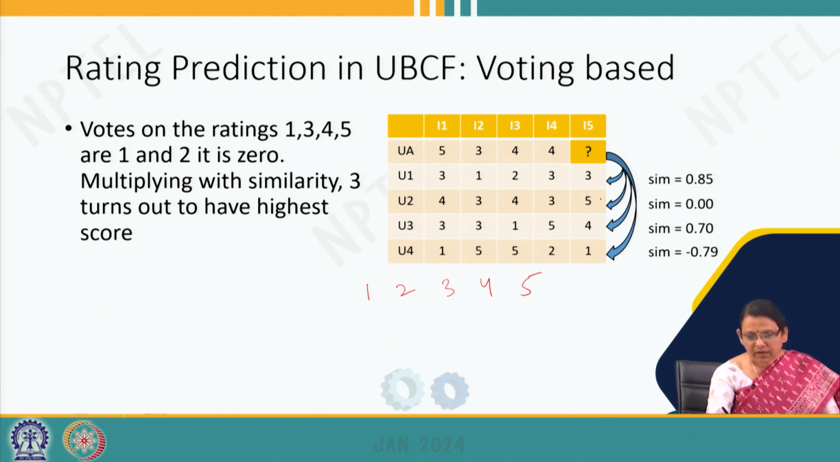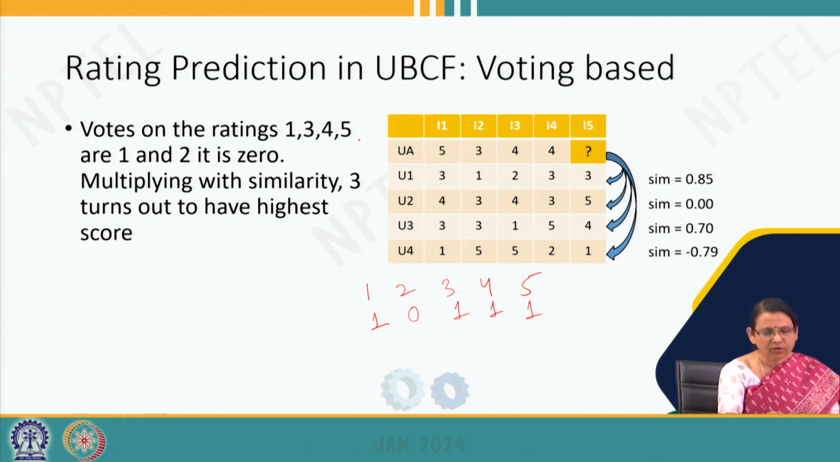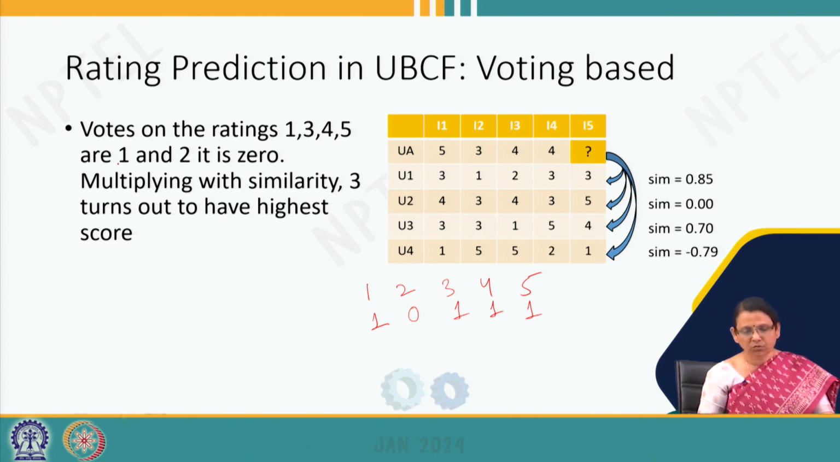So, in the neighborhood, how many times 1 has occurred? 1. How many times 2 has occurred? 0. 3 has occurred 1, 4 has occurred. So, 1, 3, 4, 5 have vote 1 each and 2 has 0 votes. So, now all of them 1, 3, 4 and 5 are candidates to fill this place, because all of them had got the same vote. Now, next thing you have to look at is your similarity value.